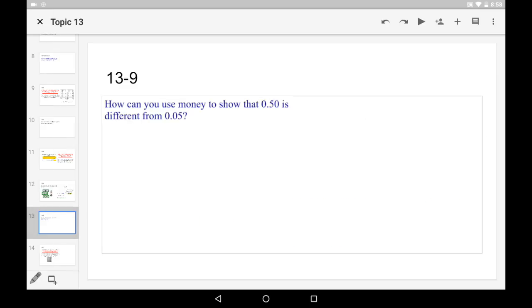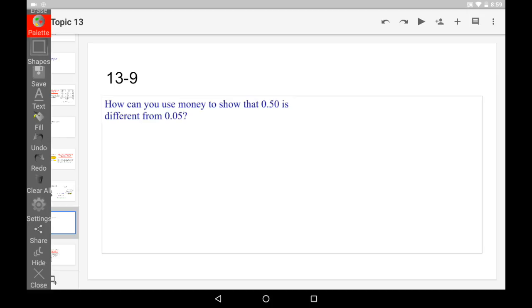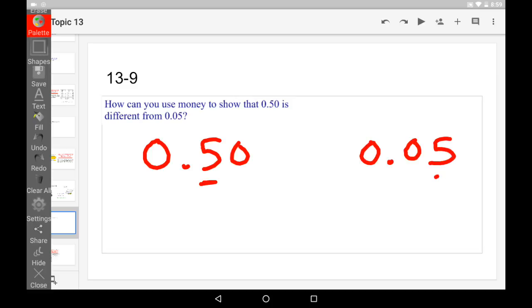We're going to look at one more problem here before I send you off to do a practice problem. So we have, how can you use money to show that 50 cents is different from 5 cents? Now if you look, we'll start by looking at our 50 cents here and our 5 cents here. Our 5s are in two different places. This 5 is in the tenths right here, and this 5 is in the hundredths.